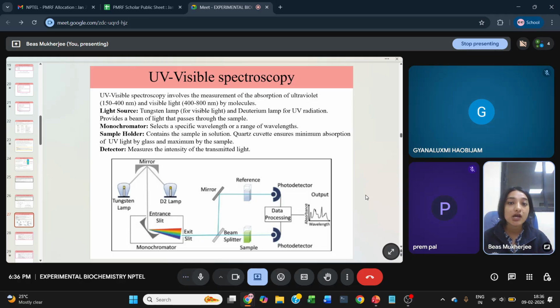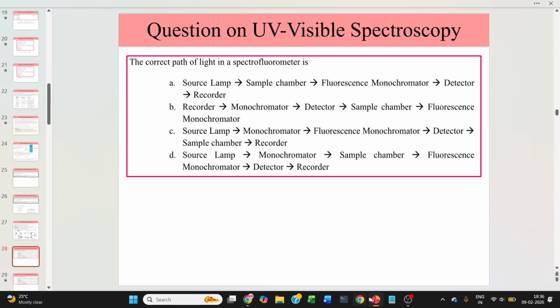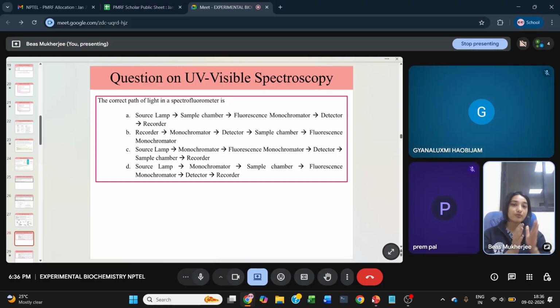Quartz cuvette ensures minimum absorption of UV light by glass and maximum by the sample, and the detector measures the intensity of the transmitted light. Okay, so there is this quartz cuvette which is used because quartz absorbs very little light and ensures that more light goes to the sample. So based on whatever we have talked about until now, we will try to solve this question.